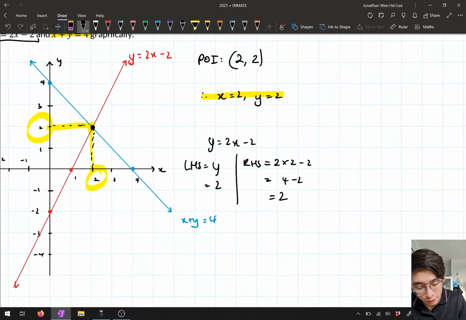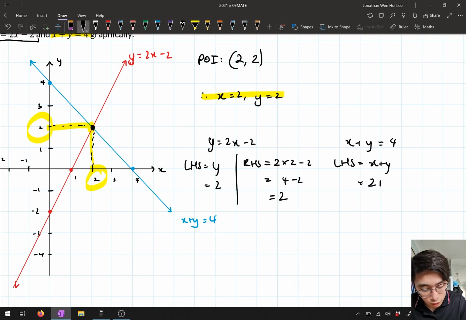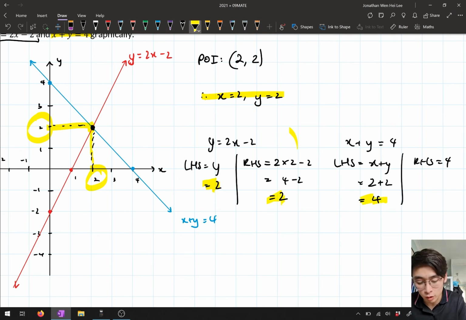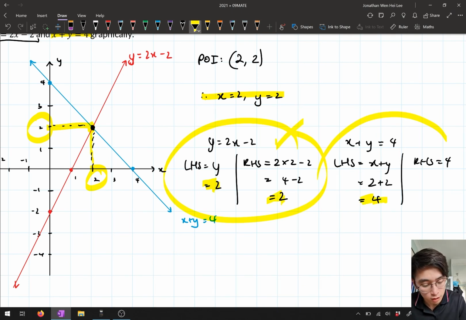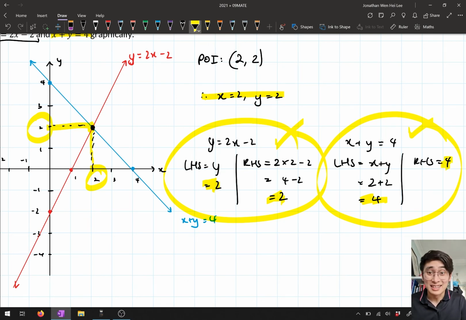Let's do that for my second line, x plus y is equal to 4. I'm going to substitute (2, 2) on the left-hand side. So if I substitute (2, 2) into this, I get x plus y, which is 2 plus 2, which gives you 4. And my right-hand side also gives you 4. So here, these two in my first equation match up, so it's good for my first equation. For my second equation, these two match up as well, so they're good as well. Okay. So that's how we actually solve simultaneous equations graphically on our Cartesian plane.